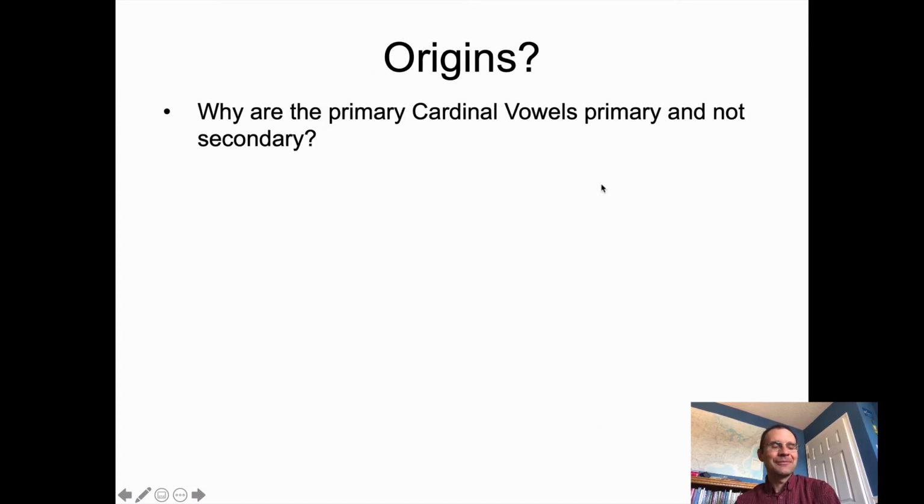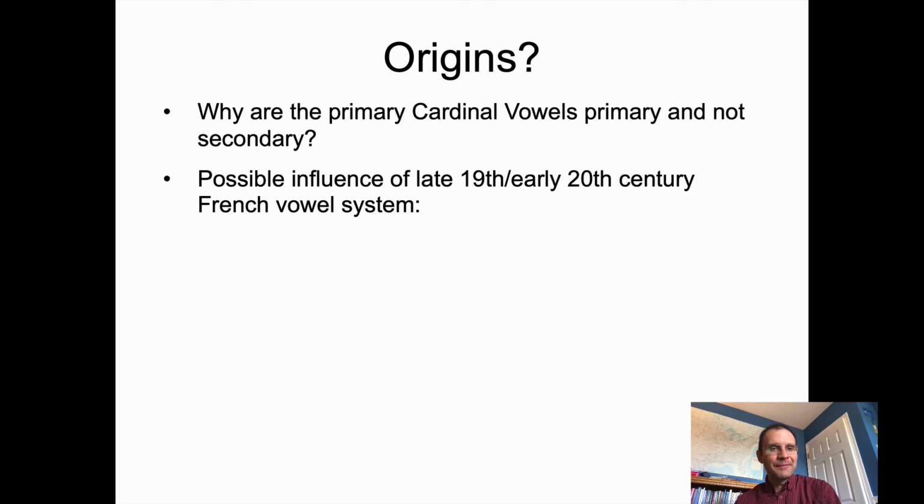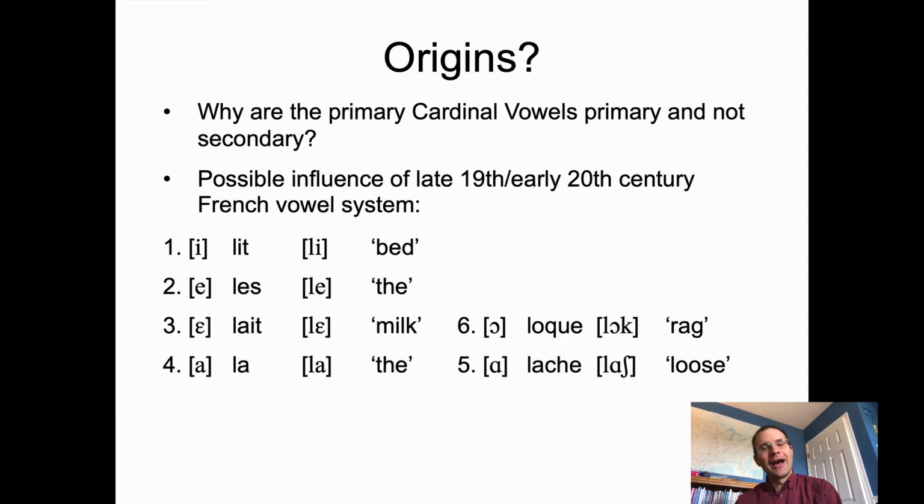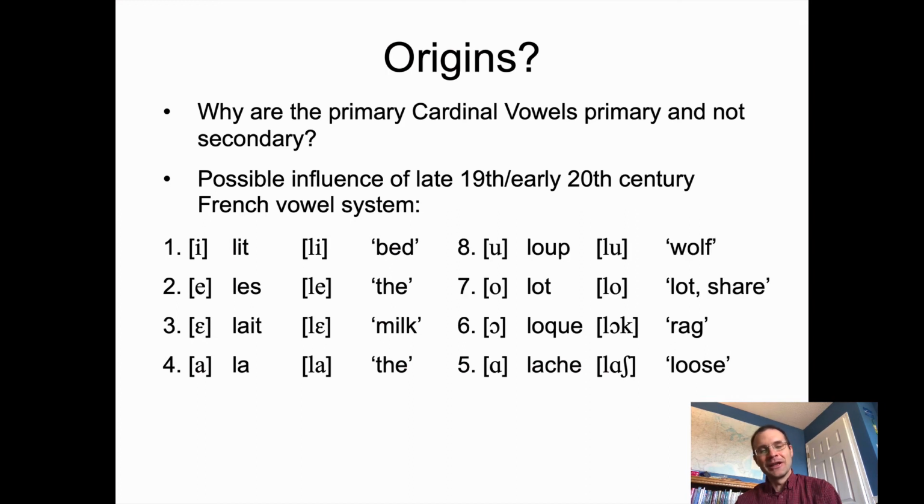Anyways, so what's going on here? Why do we have a primary set and a secondary set? Why is it one way and not the other? There's a variety of reasons for this, and one sort of conspiracy theory idea is that it may be influenced from the late 19th, early 20th century French vowel system. So I've got kind of a minimal set here of French vowels. I'm not a native speaker of French, so normally in class I will ask somebody if they do speak French, if they can read all of these words for us.